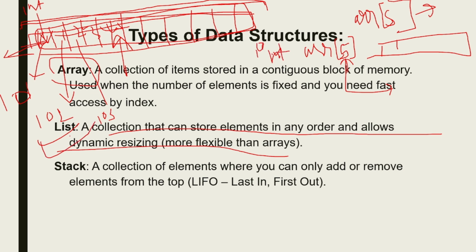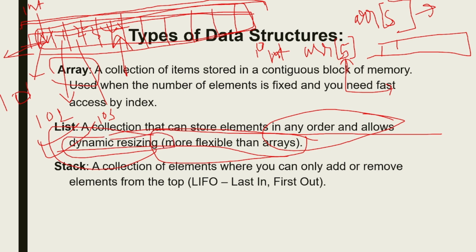But in a list we have a dynamic array. In this we can store elements in any order, and it allows dynamic resizing, more flexible than an array. The difference between array and list is only that a list is a dynamic array. Whenever we put a new element, it will resize. If we store only one element, then only 4 bytes of memory will be used, because we store integer type and an integer has 4 bytes size.